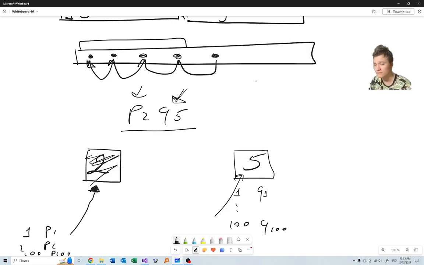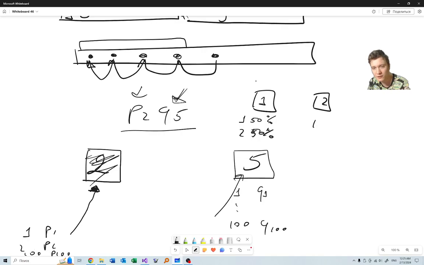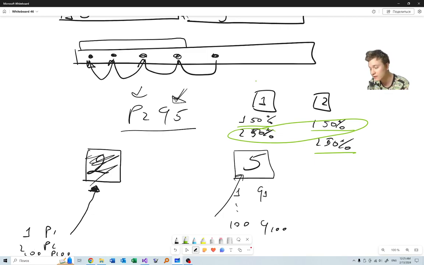Let's look at an example. For example, we swapped 1 and 2. Now we have 1 with probability 50%, 2 with probability 50%, and here 1 with probability 50%, and 2 with probability 50%. The problem is that it is not true that they are independent. So actually, if I think they are independent, then I get an inversion with probability 25%, whereas the inversion has the probability of 50%.